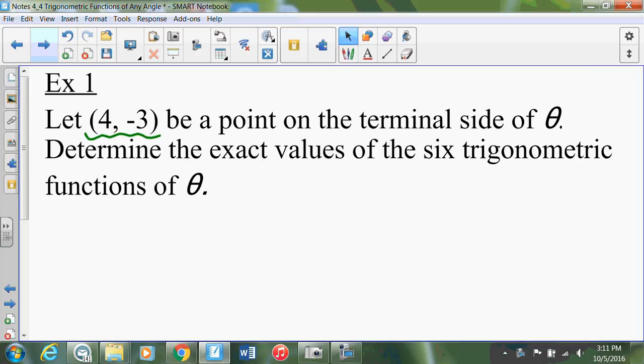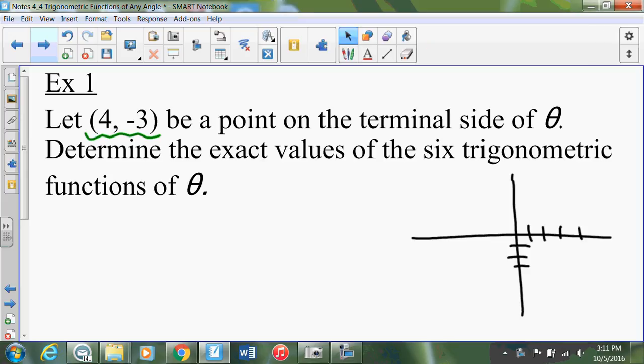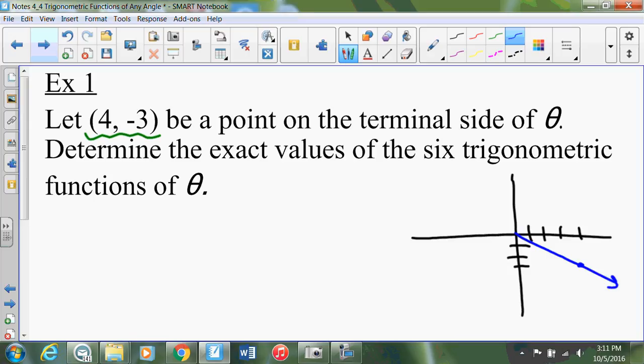And so we're going to go ahead and draw our x, y axis, and we're going to graph the point (4, -3). So we go over 4, down 3, there's our point, and it's saying this point is on the terminal side of an angle. So this is our initial side, this is our terminal side, and this is our theta right in there.